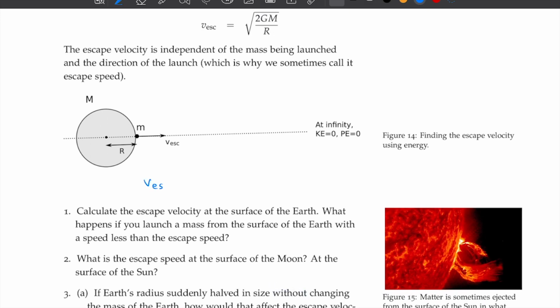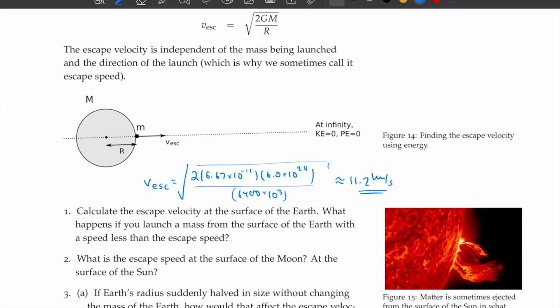Relatively straightforward, just plug in G, plug in the mass of Earth, and you put in the radius. Remember to get it in meters. If you do that properly, you should get around 11.2 kilometers per second.